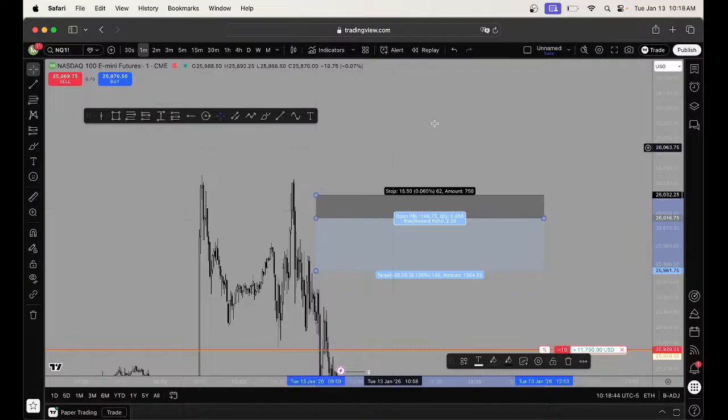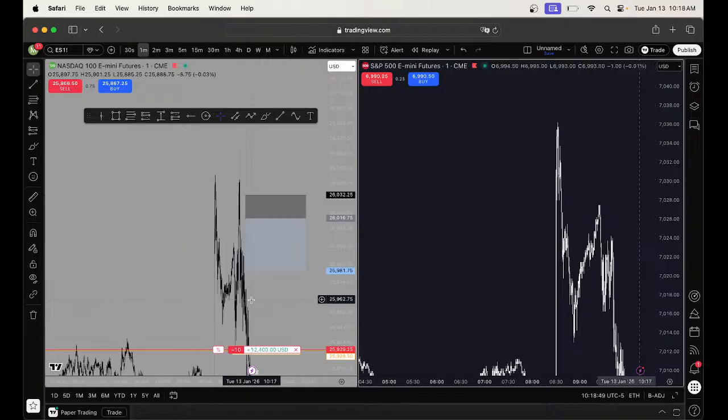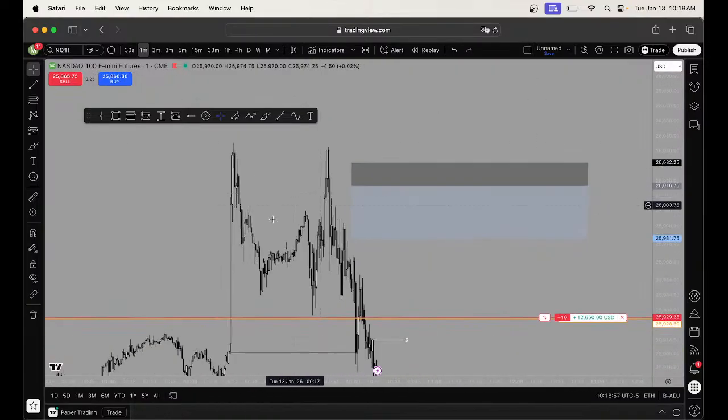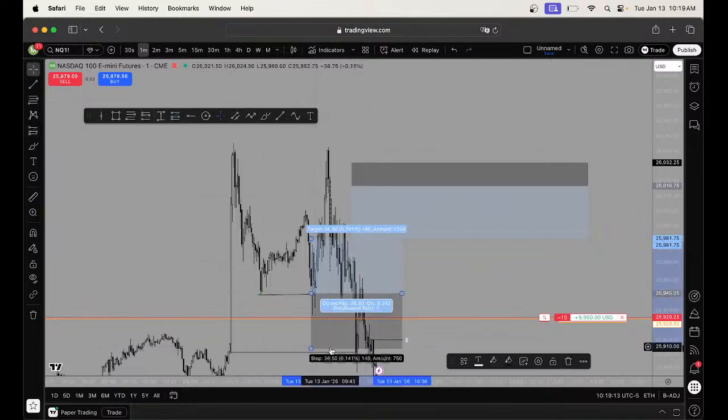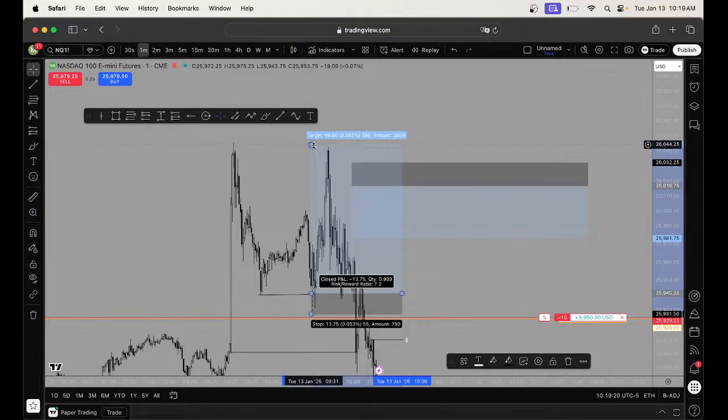Hmm. Did ES take those highs? I'm not sure. ES did not take those highs. So where would I actually enter off of? Displacement swept. Actually, I probably would have been in this trade right here, this easy long, but I would have gotten stopped out at break even. Yeah, I would have been stopped out at break even here.